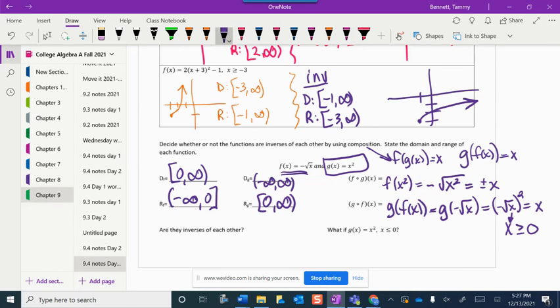So are these inverses of each other? The answer is no. But what if g of x equals x squared and all my x's are less than 0? If I take the negative of the square root of negative 3 squared, that is the negative of the square root of 9, which is negative of 3, which is negative 3, which is my x that I started with. So if g of x is x squared with x less than or equal to 0, it's always and forever x, then that would be okay. They would be inverses.